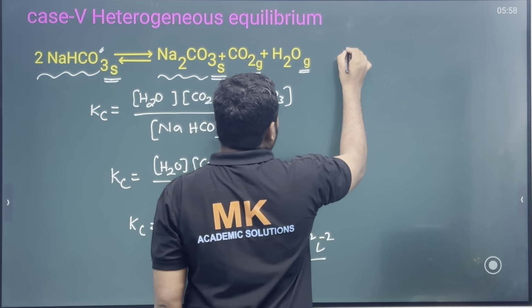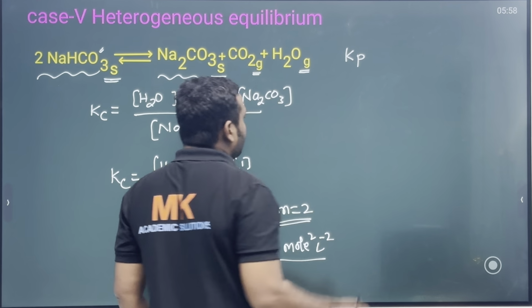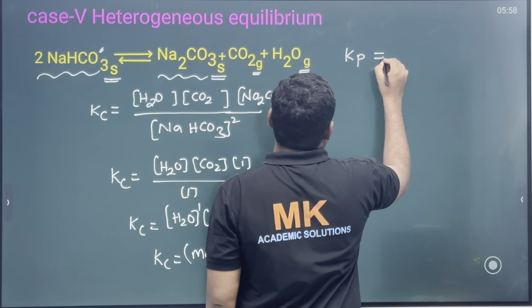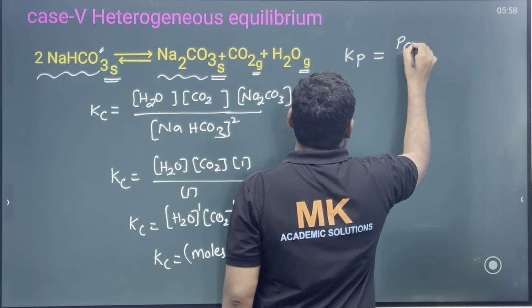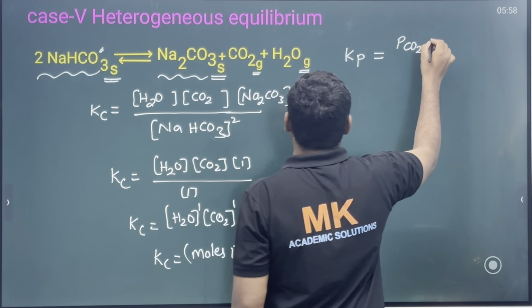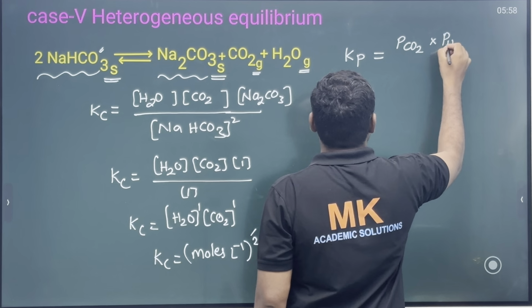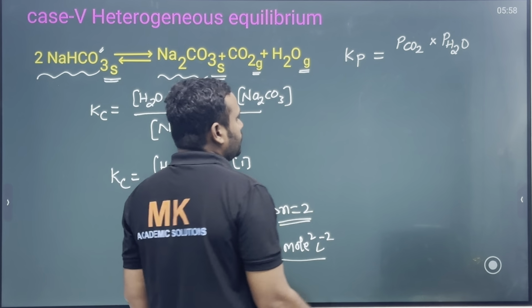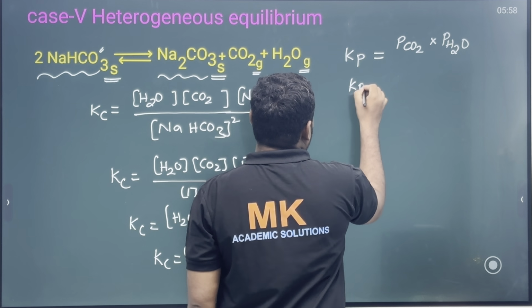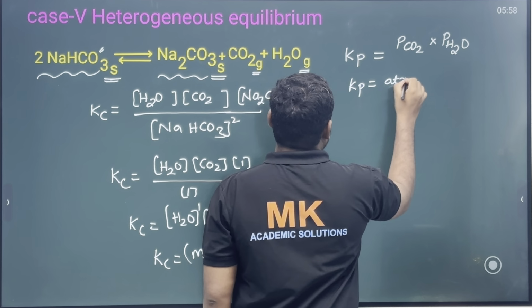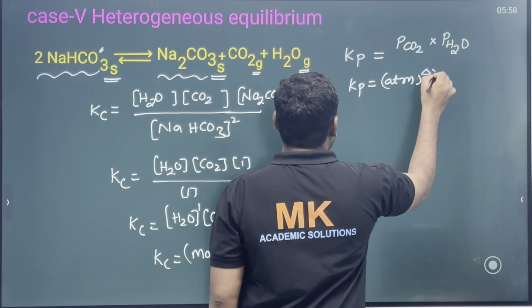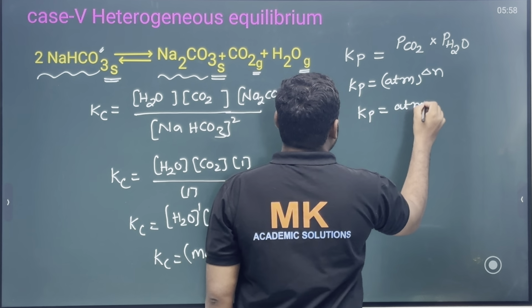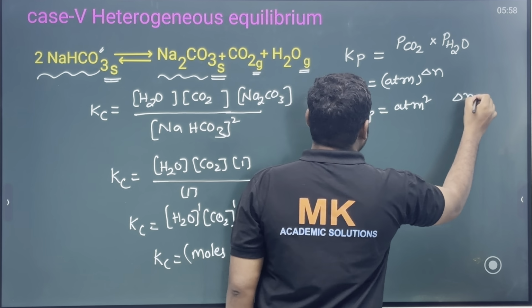So how are we going to write the Kp? Kp is equal to the partial pressure of CO2 into the partial pressure of H2O. So what are the units of Kp? Kp is equal to atmosphere to the power delta n. Therefore Kp is equal to atm square, as delta n is equal to 2.